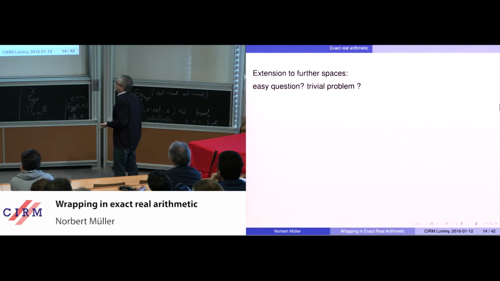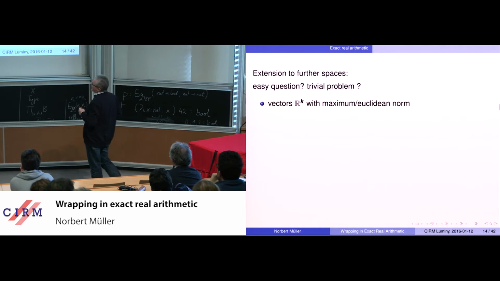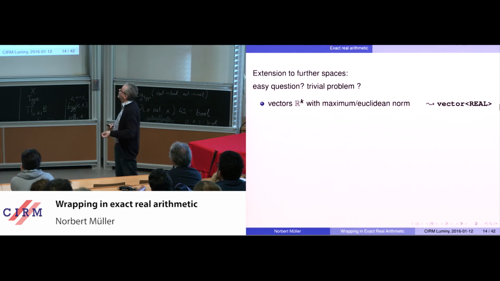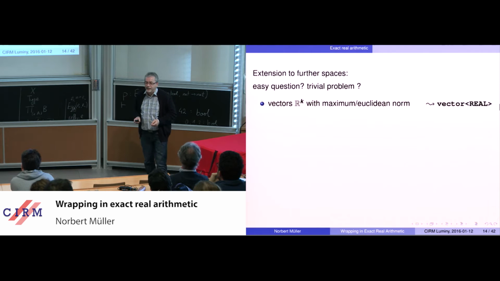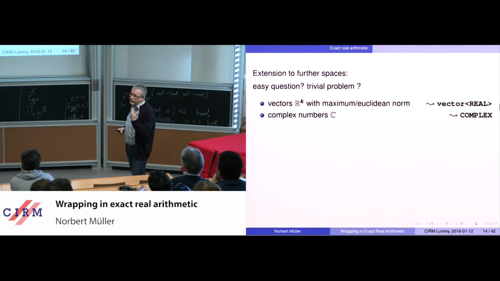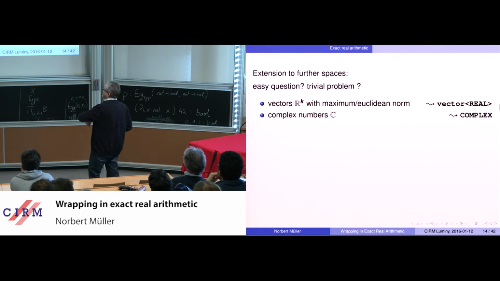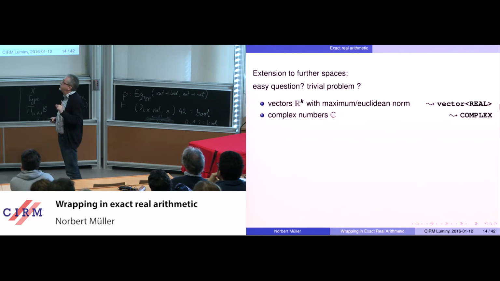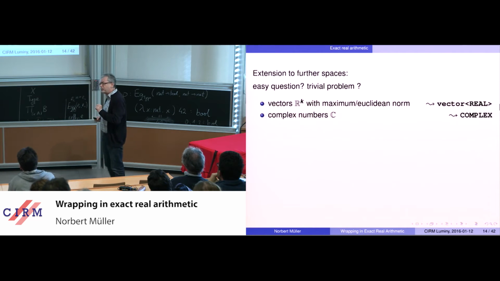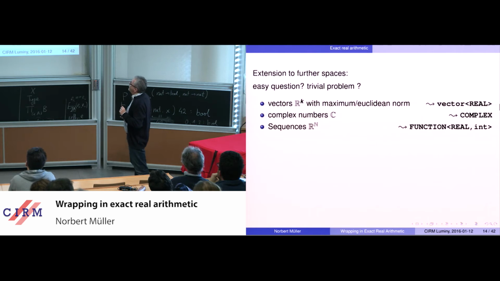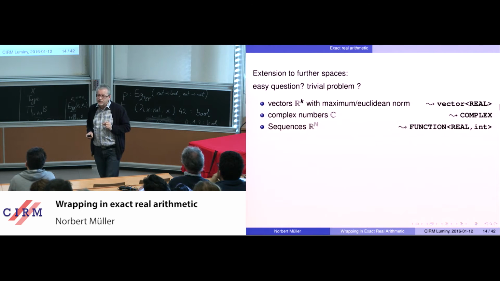Is this an easy question or trivial problem? Of course, first you say no. It's complicated, but I say, I'm just thinking about vectors. Then you would say it's easy to do. We have some dependent data type, vector of real, perhaps. Or we want to have complex numbers. Okay, complex numbers is also trivial. So these are the simple things, perhaps they are the simple things. Then we get into sequences of real numbers. It starts to get complicated.